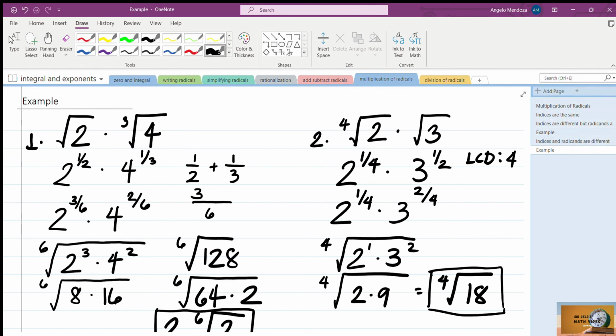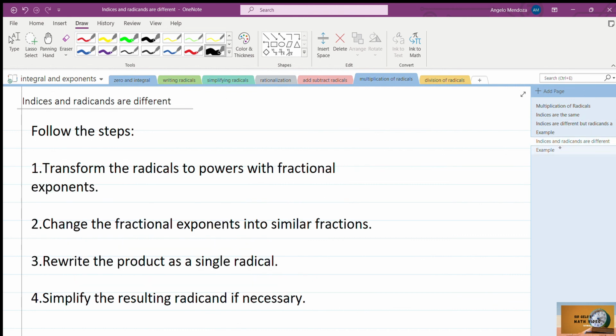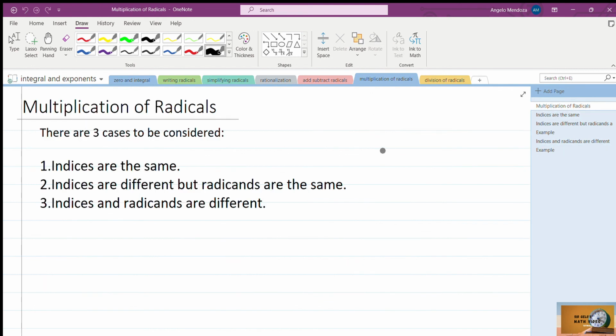In most cases, case numbers 2 and 3 are quite similar, but you have to follow the steps in rewriting the product as a single radical and then simplifying the result if it is needed. Okay, so that's it. That is how we multiply radicals, where these cases have to be considered.